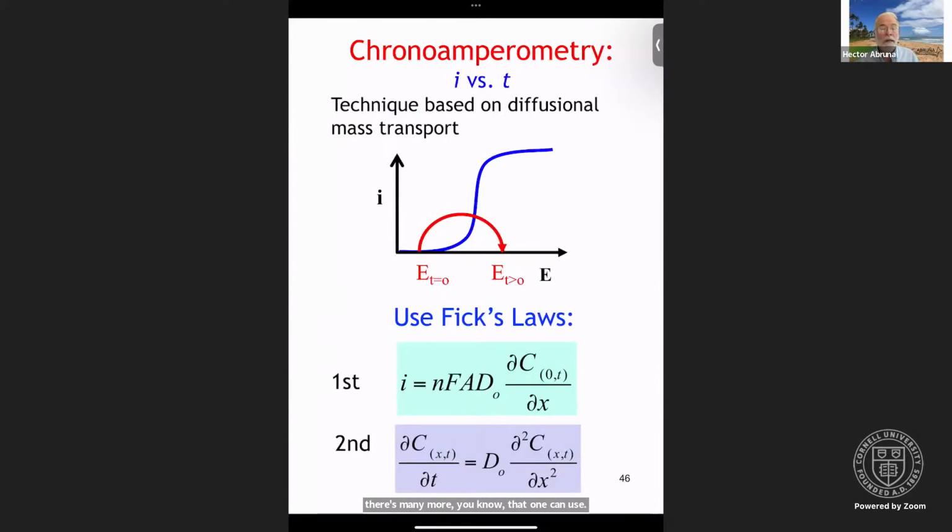Let's take a 5-minute break because we're now going to change from hydrodynamic transport to diffusional mass transport. So according to the official chronometer, it's 10:03. Let's reconvene at 10:08. We'll see you in 5 minutes.